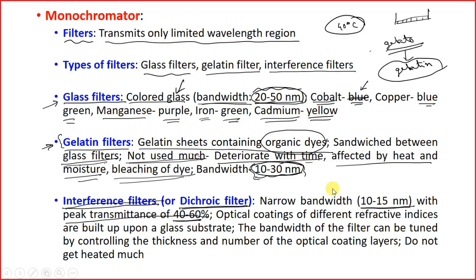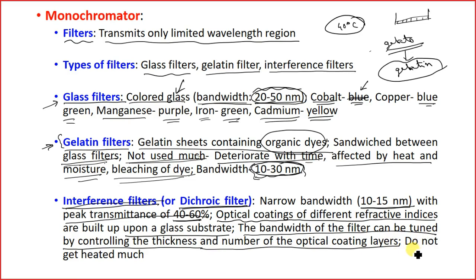Okay, now how are they prepared? Herein optical coatings are made of different refractive indexes. Okay, and they are built upon a glass substrate. The bandwidth of the filter can be tuned by controlling the thickness and number of the optical coating layers. The main advantage of this one is these systems do not get heated much.